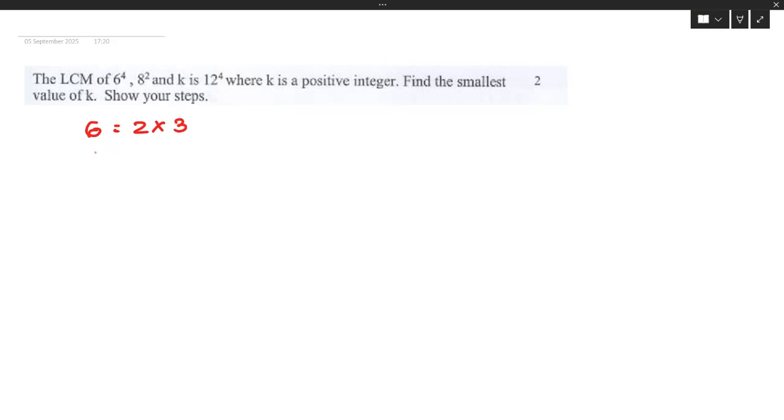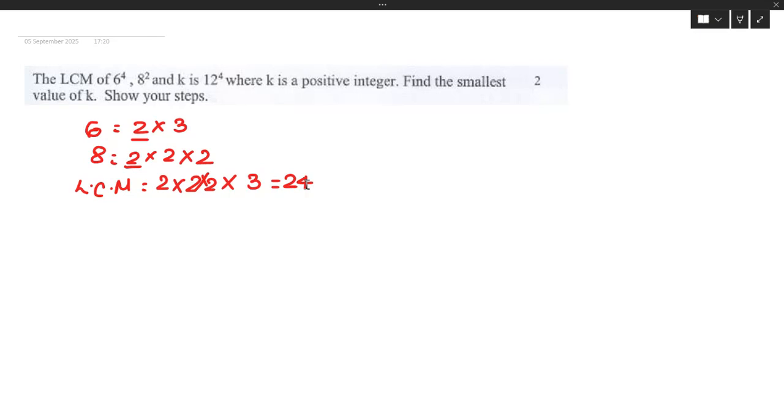6 and 8. Okay, so we will use prime factorization. So the LCM of the two numbers is 2 into 2, but we are not taking that. We are taking 6 and 4 first. Okay, so 2 twos are 4, twos are 8, threes are 24, correct?